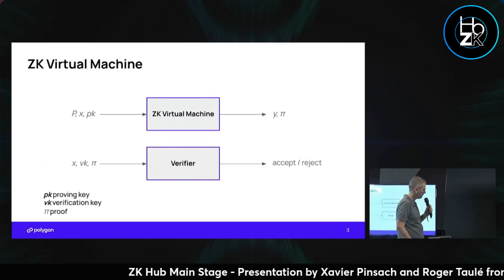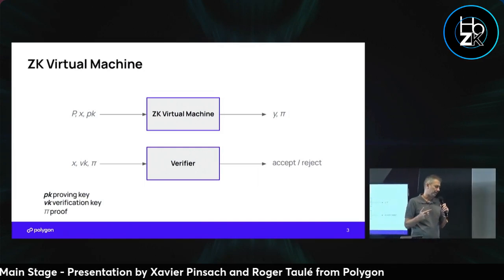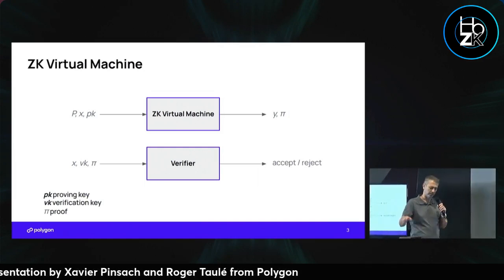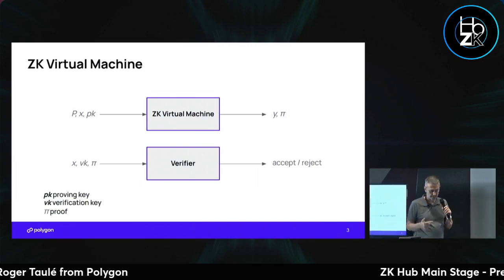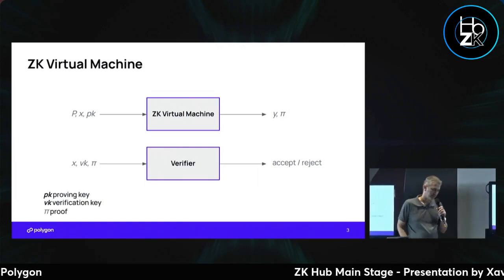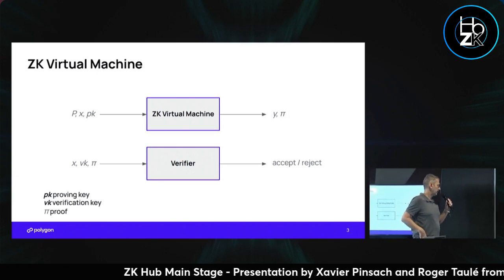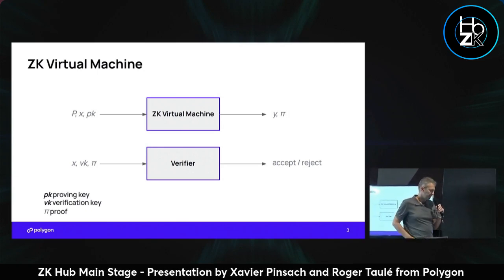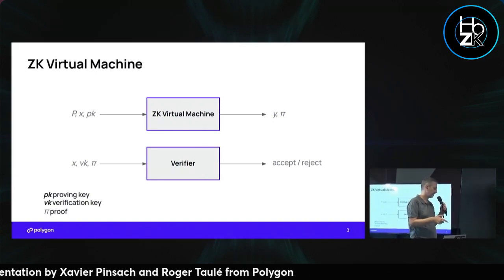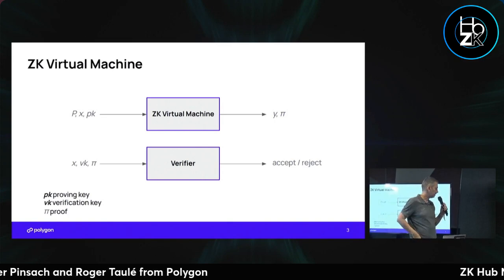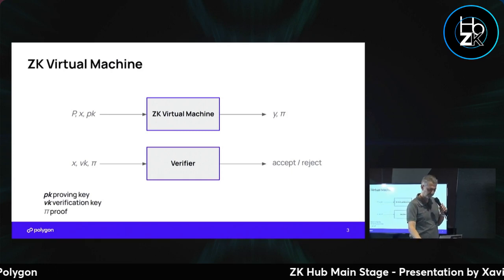So for a ZK virtual machine, the inputs are a program, public inputs, and a proving key that we'll explain on the next slide, and the output will be the result, and also the proof that verifies that the execution has been generated correctly. And we also have a verifier that, given the same public inputs, the verification key, and the proof generated by the previous ZK virtual machine, accepts or rejects the proof.